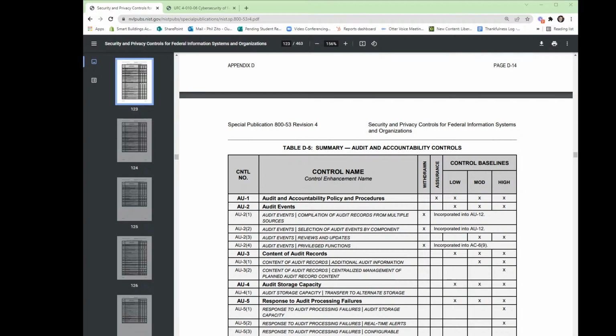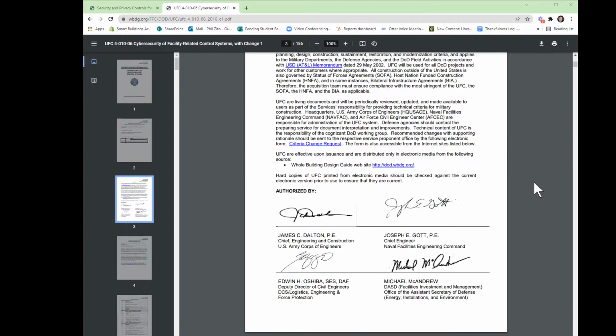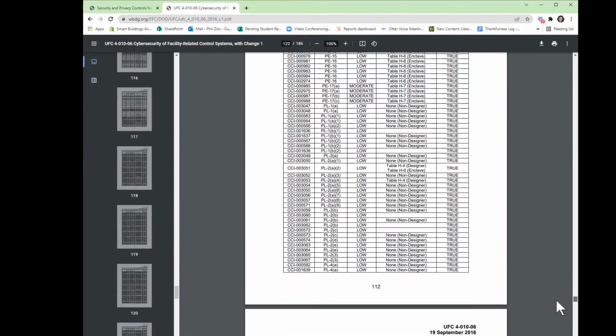Now, NIST 800-53, in my opinion, while it's useful at understanding what controls are available, it's not very useful in how do we apply the controls and how do we interpret them, which is why I like this UFC document. I'm actually going to post this in the chat here. And this UFC document, I'll link this at podcast.smartbuildingsacademy.com/320.